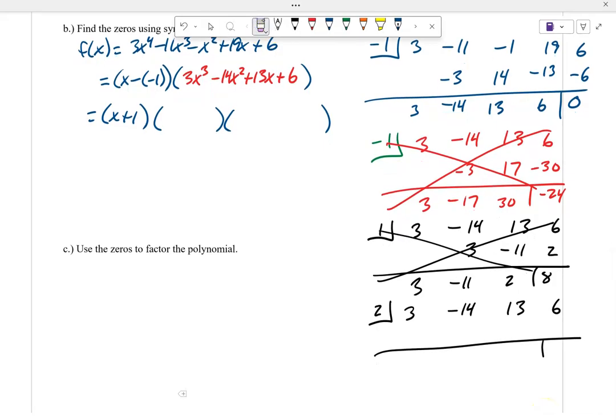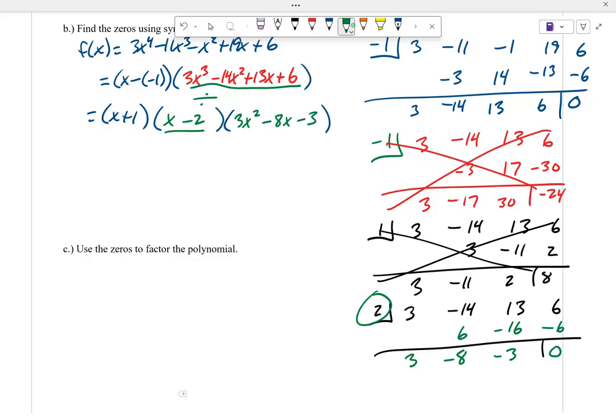So now I'm testing, does 2 work? So if 2 works, then x minus 2 is a factor. So I'm dividing that by x minus 2. Let's see if 2 works. Hey, there it is. It does work. I have no remainder. So 2 is a 0, which means in green, x minus 2 is a factor. And now I'm going to put in 3x, 1 degree less than the red, squared, minus 8x minus 3.